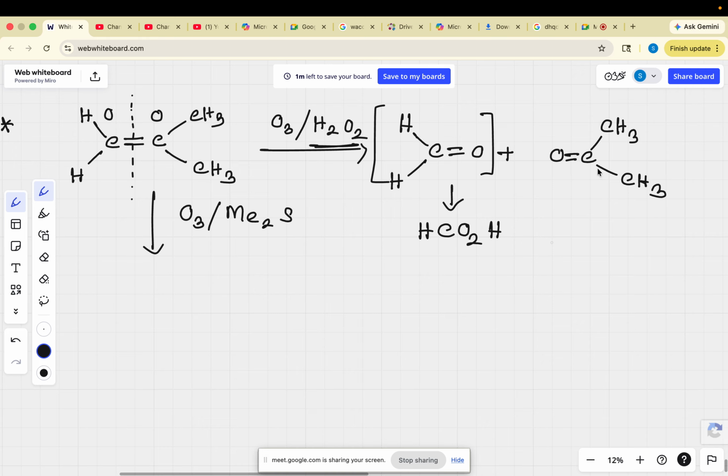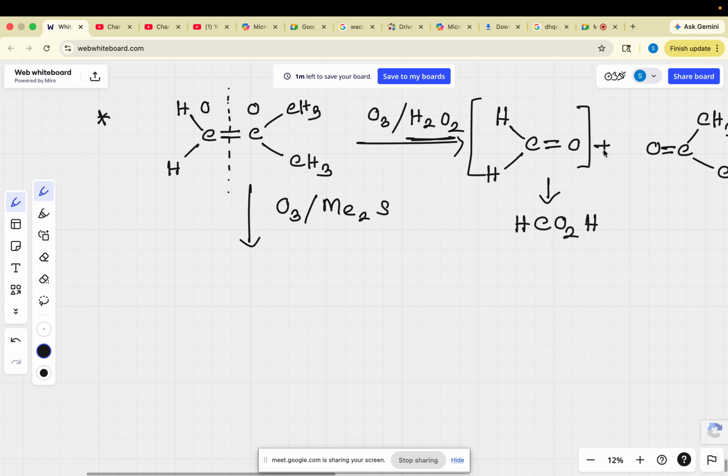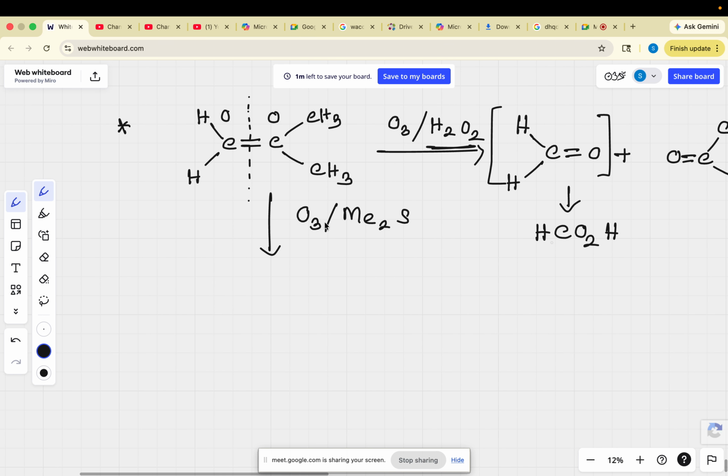Clear? Yes, sir. It will not stop at the aldehyde. If you are using oxidative ozonolysis, the aldehyde will further oxidize to carboxylic acid. Ketone will not oxidize. And if I talk about reductive ozonolysis, that time you will get formaldehyde plus only acetone.